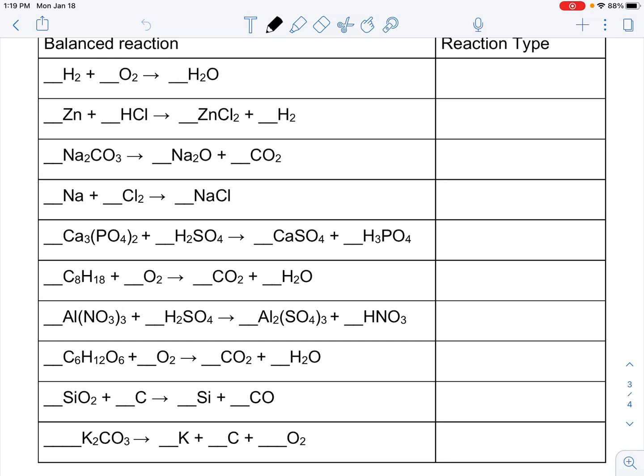All right, so I'm going to go through and identify types of reactions first. So first one is synthesis, because I have one product. Okay, notice I only have one thing, H2O there. Here I have single replacement, because I have an element and compound on both sides.